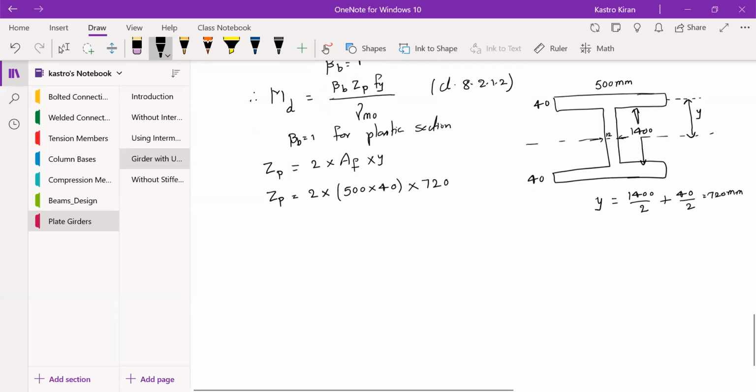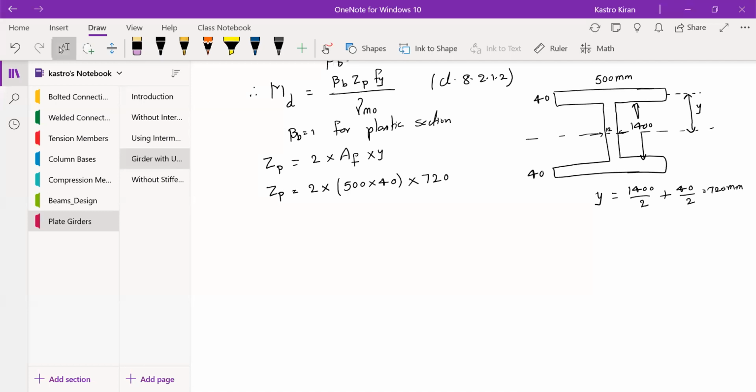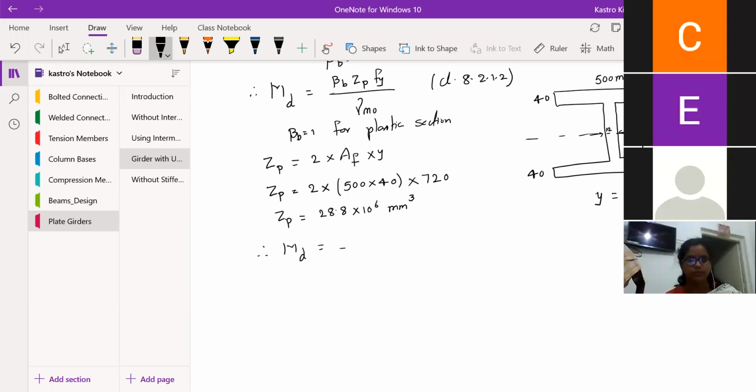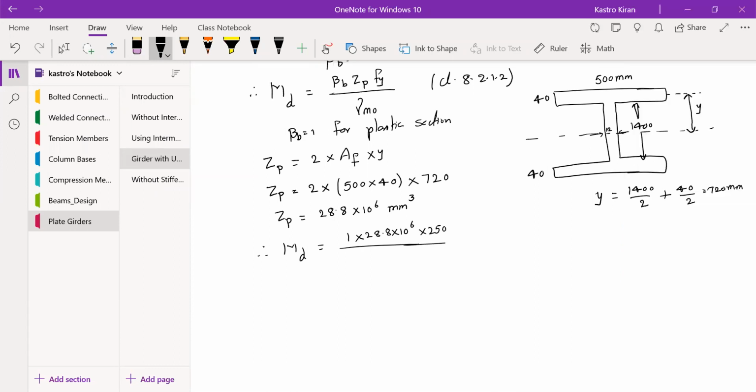Okay, so from this you can get the value of ZP. Therefore, ZP equals 28.8 × 10^6 mm³. Ultimately, you have to find the design moment, which is MD. MD equals beta B, whose value is 1, into ZP, which is 28.8 × 10^6, into Fy, which is 250, upon gamma M0, which is 1.1.